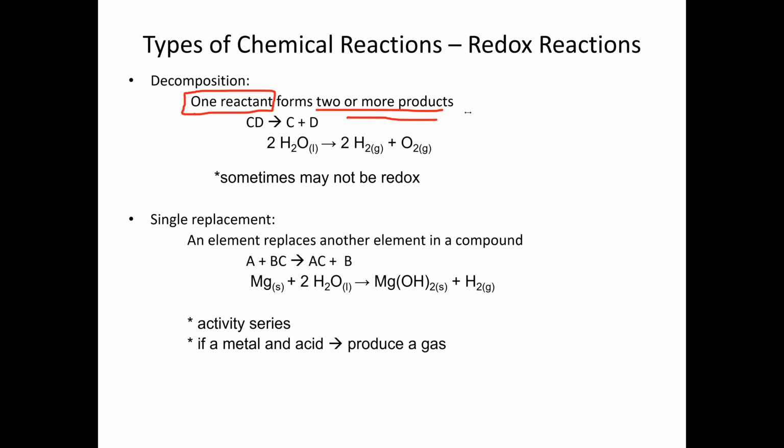So for example, here we have a compound that decomposes into its elements. So this is redox. This is always redox because, again, you have a compound on one side, and it gets broken into elements on the other. And the example that we show you here is an example of that. So we have water decomposing into its elements.